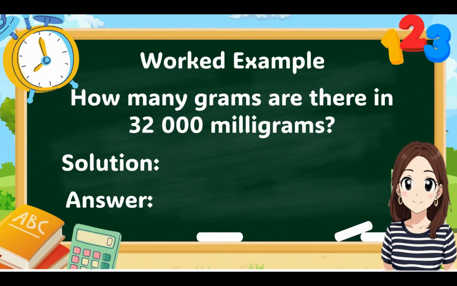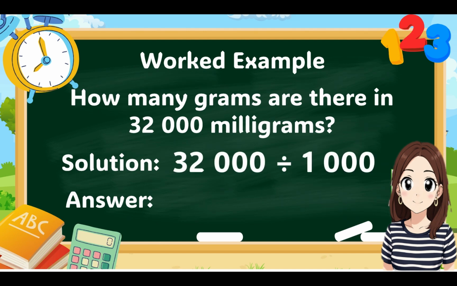How many grams are there in 32,000 milligrams? This is converting milligrams to grams. We have to divide by 1,000. So we have 32,000 divided by 1,000 equals 32 grams.